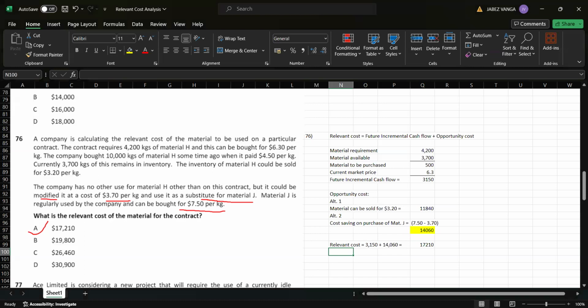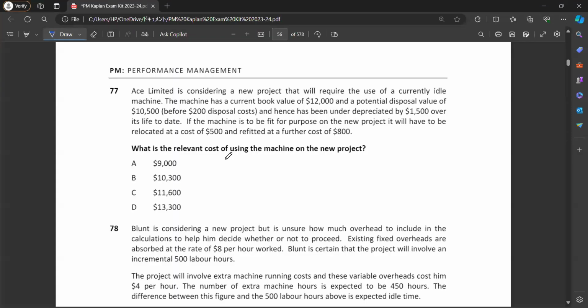Let's solve the next question. Question number 77. AS Limited is considering a new project that will require the use of a currently idle machine.